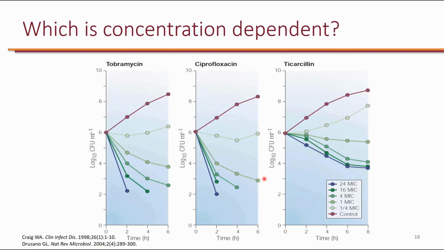Now compare that to ticarcillin, which is a beta-lactam. As they increase the concentration of this beta-lactam, you can see that the organism dropped, but at some point, increasing the concentration didn't make a difference anymore. For example, once we reach a concentration 4 times the MIC, we got the maximum amount of killing. So 16 times the MIC in negligible amounts. In fact, a concentration 24 times the MIC made no difference compared to 16 times MIC.